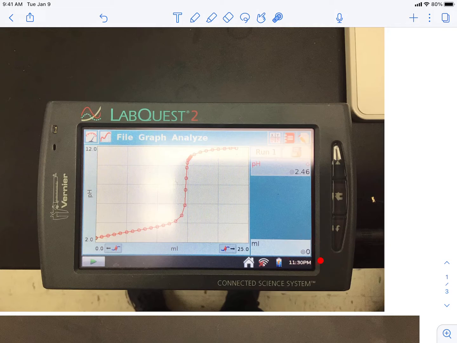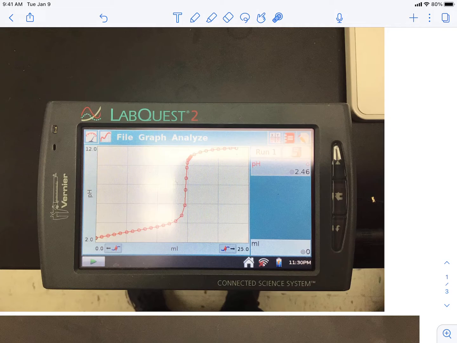Right now, we're at zero volume, which means we haven't added any sodium hydroxide. All that really means is that the pH of our solution of our unknown acid is around 2.46. So that's in line with probably lots of weak acids, that we are somewhere above 1 for a weak acid to start out with.